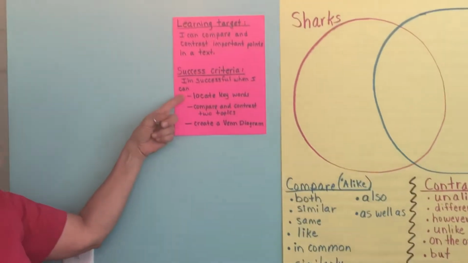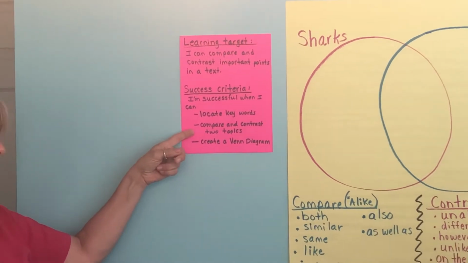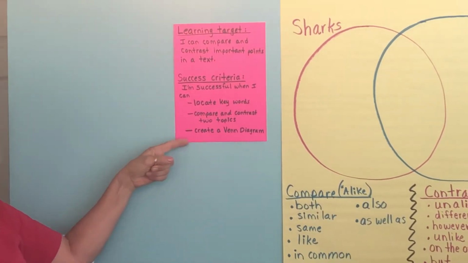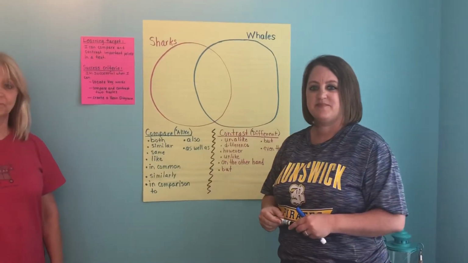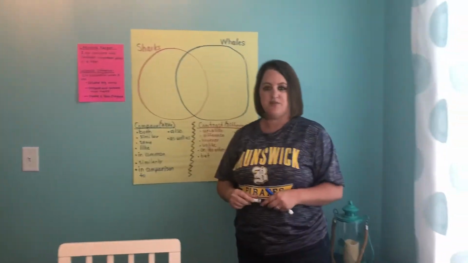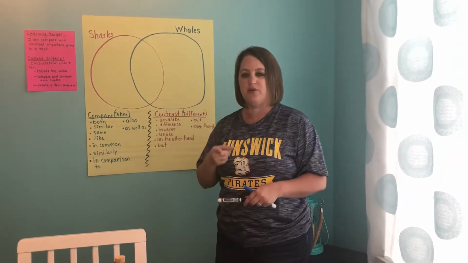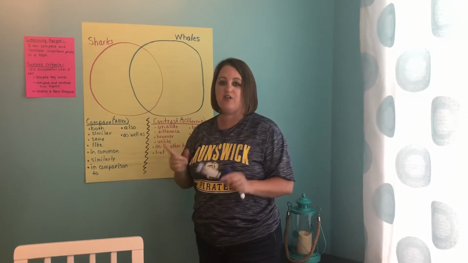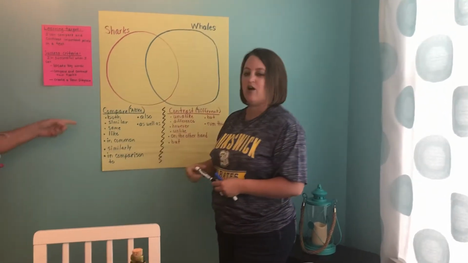I can locate keywords within the text. I can compare and contrast two topics. And I can create a Venn diagram, much like what we're going to be doing. Okay, so to get started with this assignment, we're going to talk about some keywords that will help you when you're reading to know if they're comparing two things or contrasting two things. So let's take a look at our list.